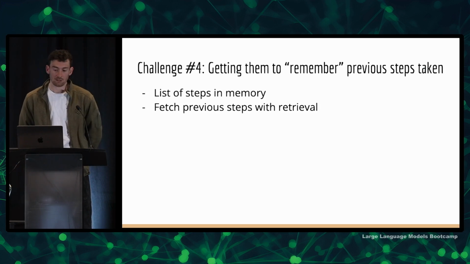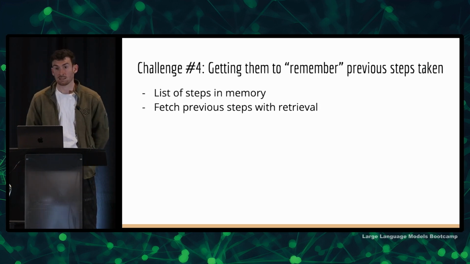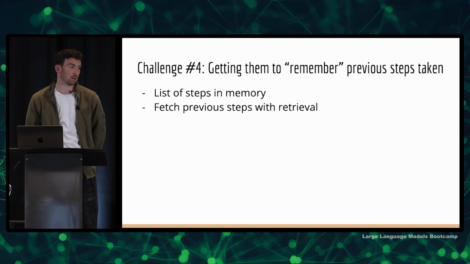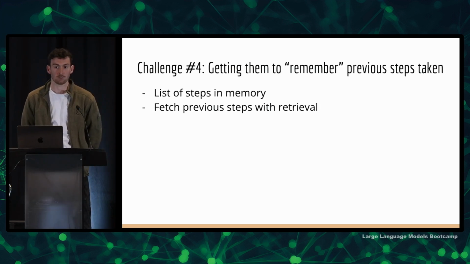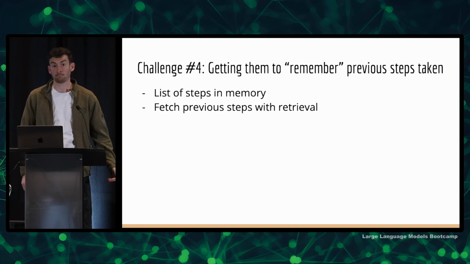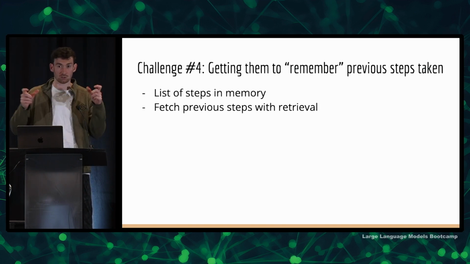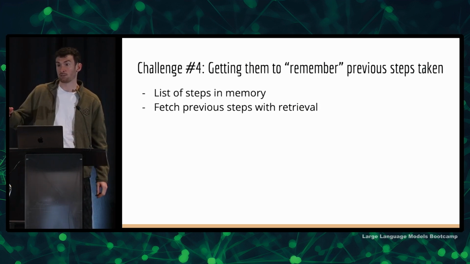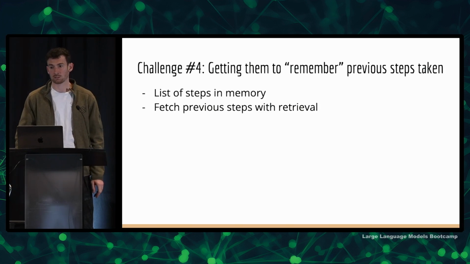So the fourth challenge is getting them to remember previous steps that were taken. The most basic thing, the thing that the React paper does, is just keep a list of those steps in memory. Again, that starts to run into some context window issues, especially when you're dealing with long-running tasks. And so the thing that we've seen done here is, again, fetch previous steps with some retrieval method and put those into context. Usually we've actually seen a combination of the two. So we've seen using the n most recent actions and observations combined with the k most relevant actions and observations.